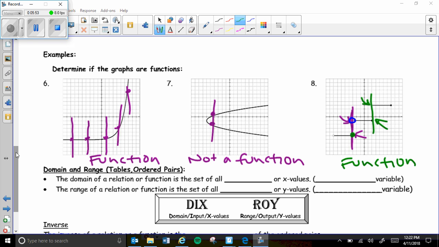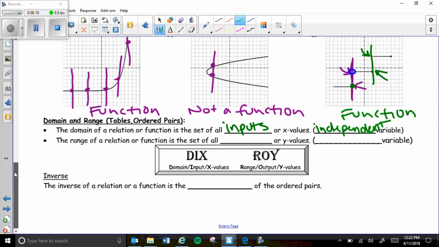So domain and range. The domain of a relation or function is the set of all inputs, or x values, which we call the independent variable. The range of a relation is the set of all outputs, or y values, which we call the dependent variable. So to remember this, we have 2 acronyms, DIX and ROY. Domain, input, x values, and then range, output, y values. So at the end of our notes, we'll add that to our formula sheet.